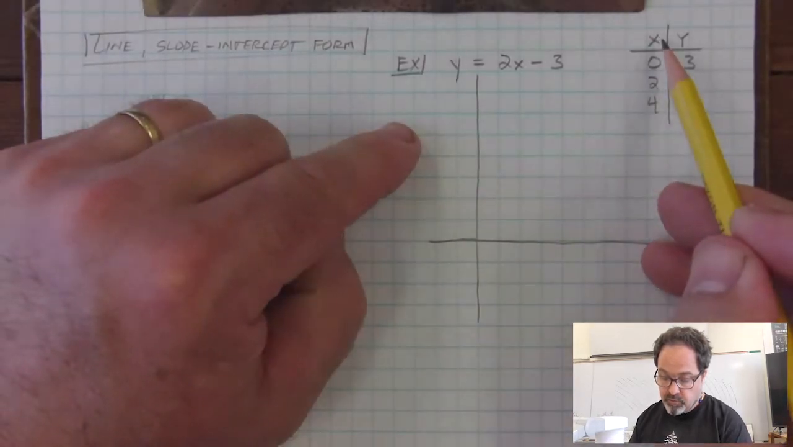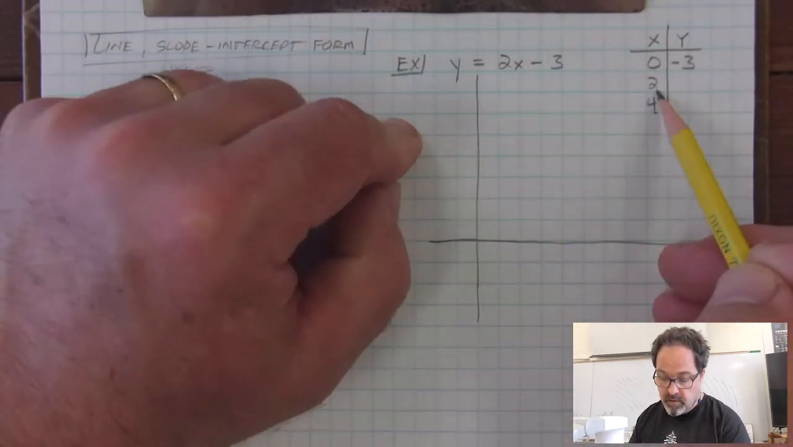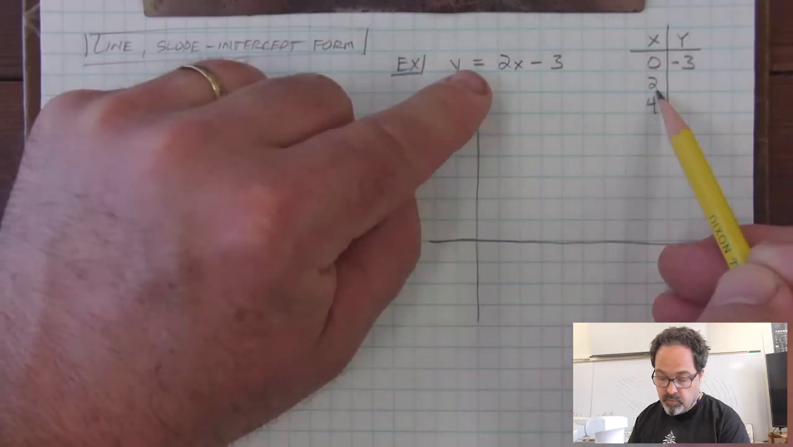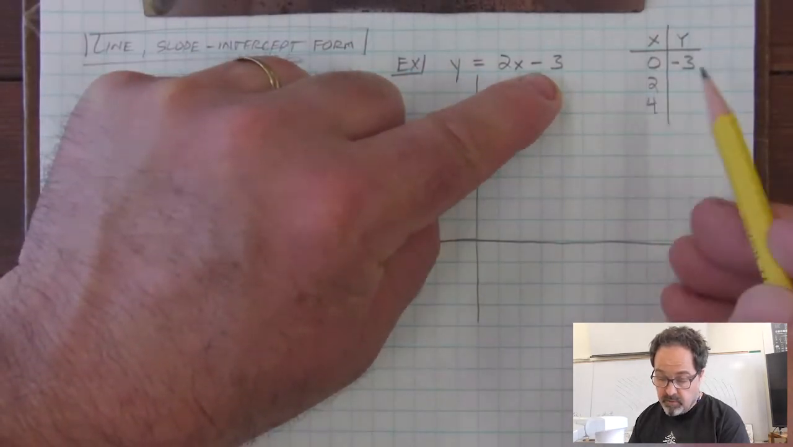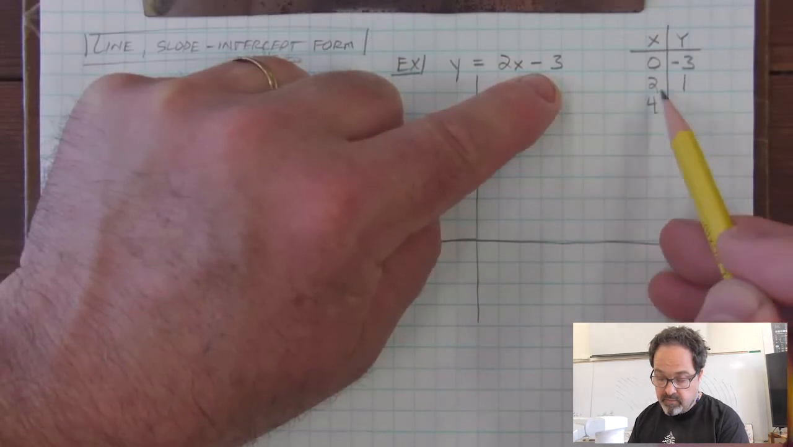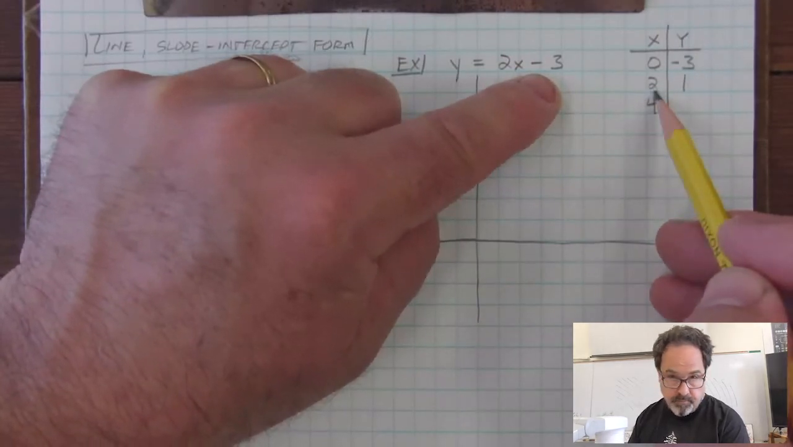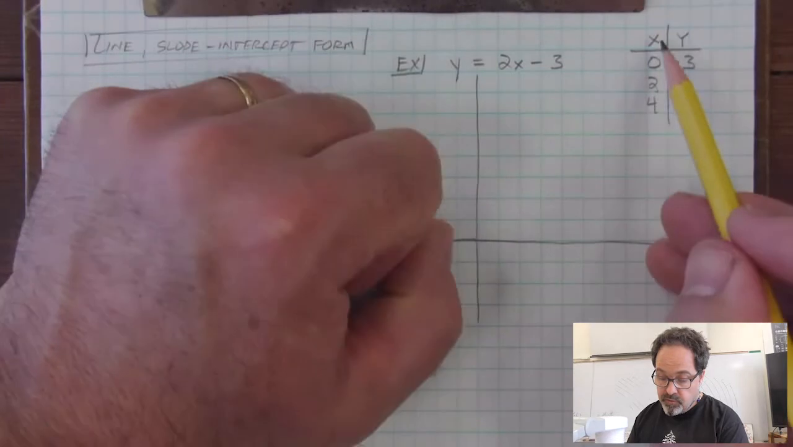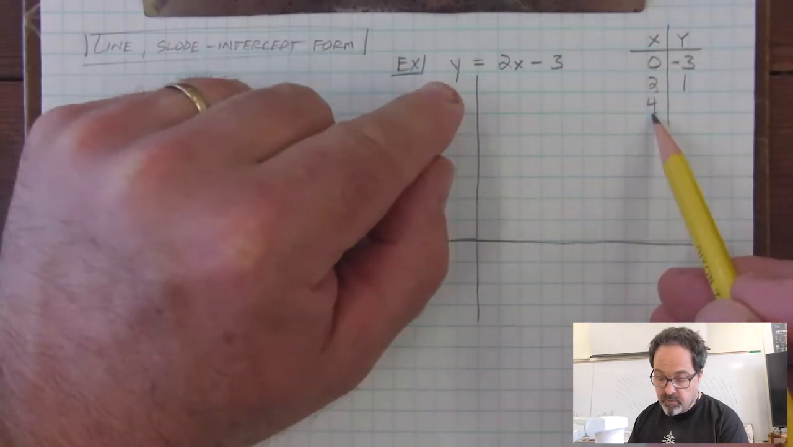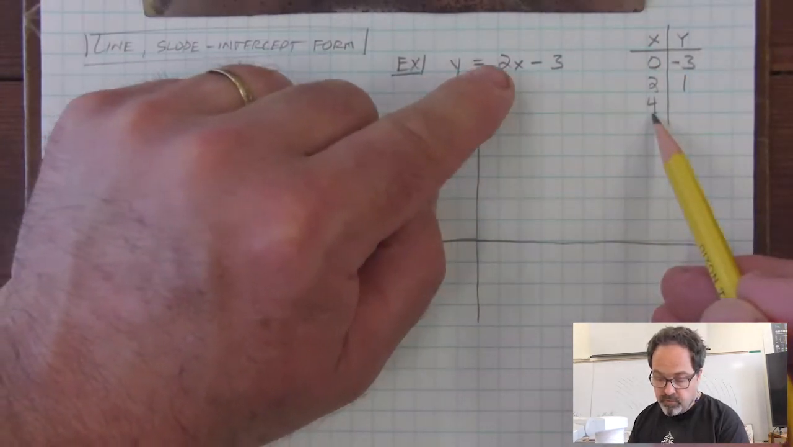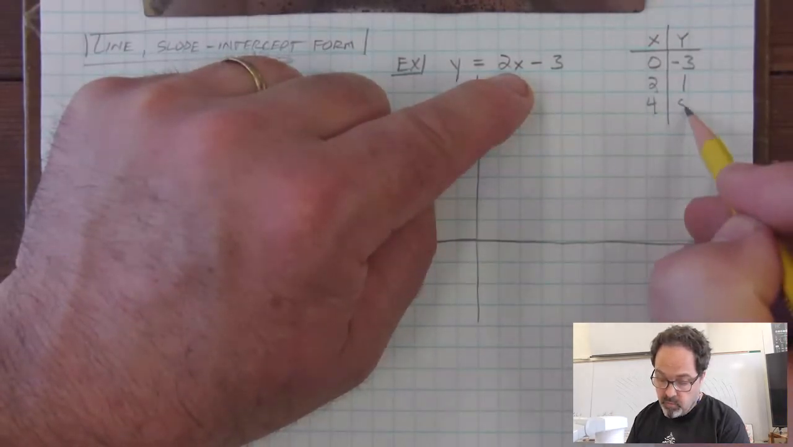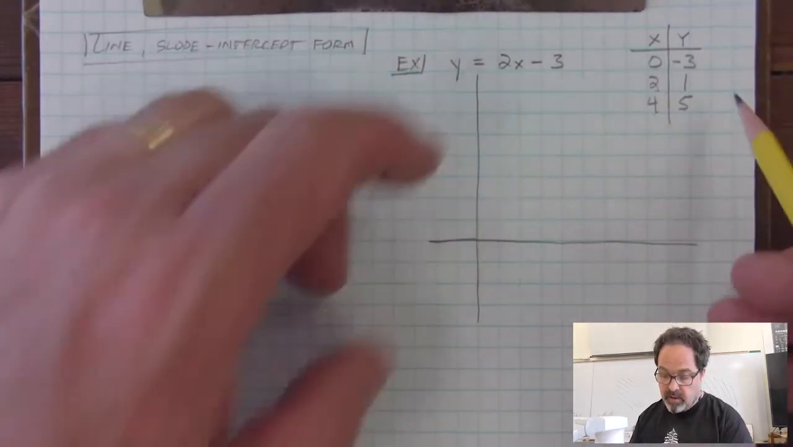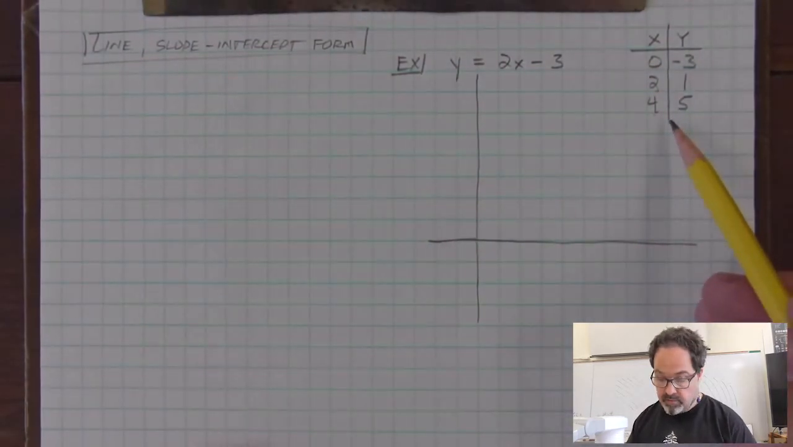I'm going to choose 2 for x. Y will be equal to 2 times 2, which is 4, minus 3, which is 1. So when x equals 2, y equals 1. Choosing x to be 4 and substituting it in, y is equal to 2 times 4, which is 8, and then minus 3 makes y equal to 5. I've got 3 coordinates to plot.